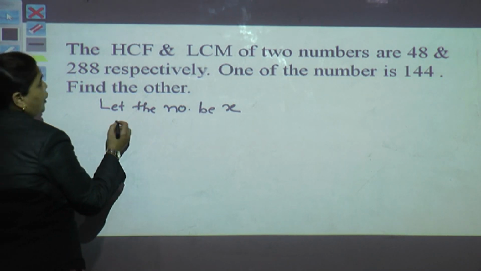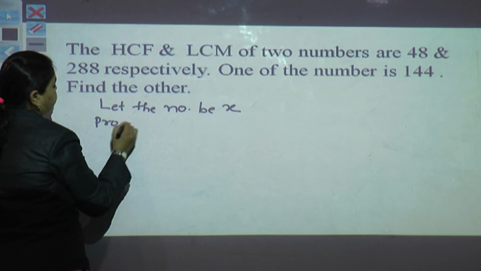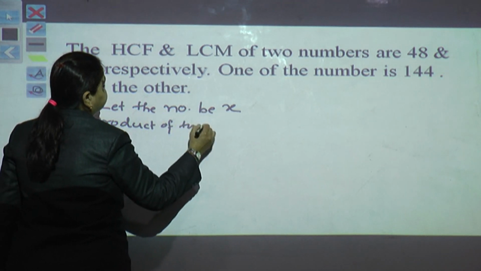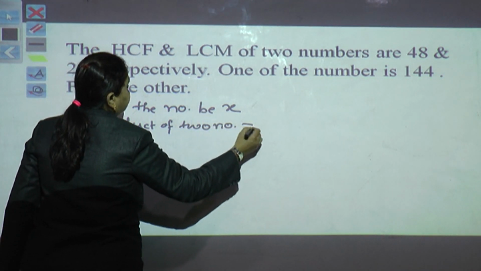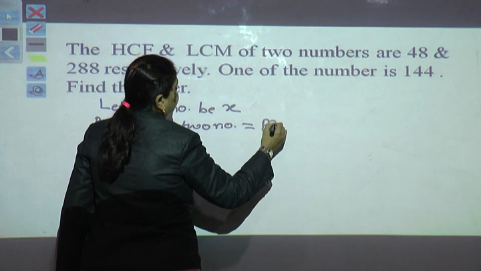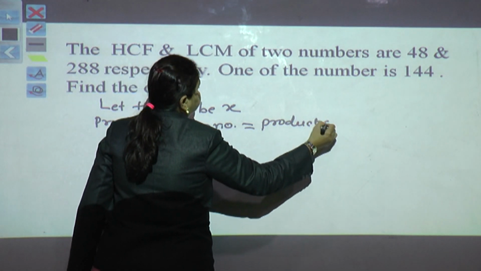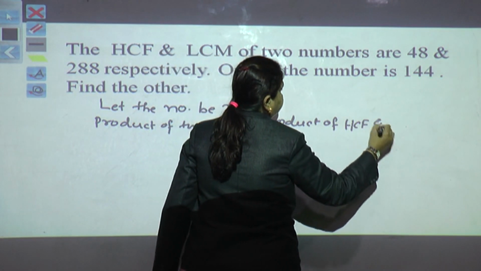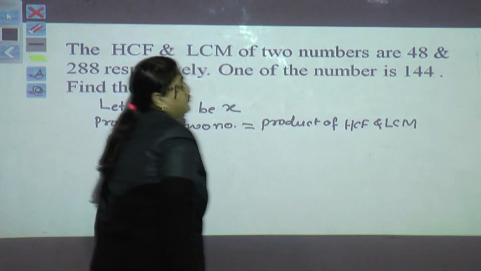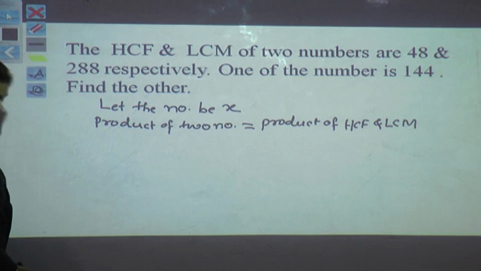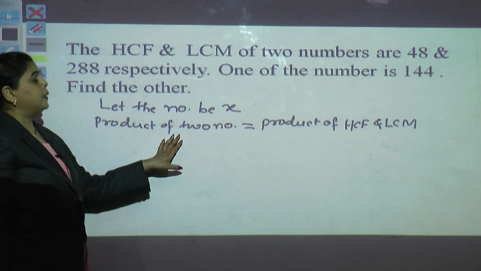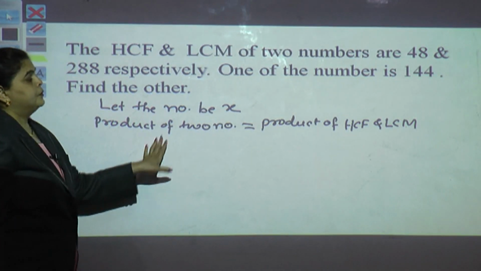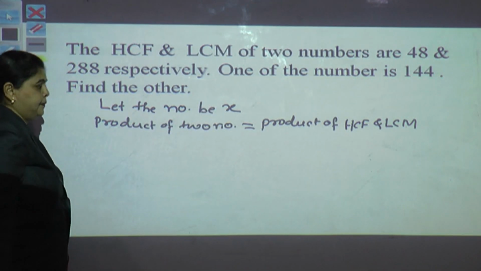So you know the product of two numbers is equal to the product of HCF and LCM. This we know, the relation. Now for the product of the two numbers, only one number is given to us, that is 144, and then the product of HCF and LCM.